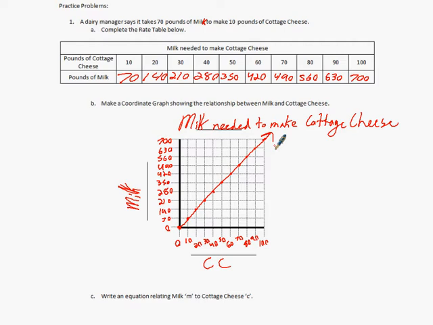Part C, make an equation, write an equation relating milk M to cottage cheese C. So M equals something times C. Well, it's how many pounds of milk it takes to make 1 pound of cottage cheese. So like the other problem, I'm going to divide 70 divided by 10. Does not go into 7, goes into 70 7 times, which is 7, and no remainder. 7 pounds of milk for 1 pound of cottage cheese. Notice that is also a unit rate.